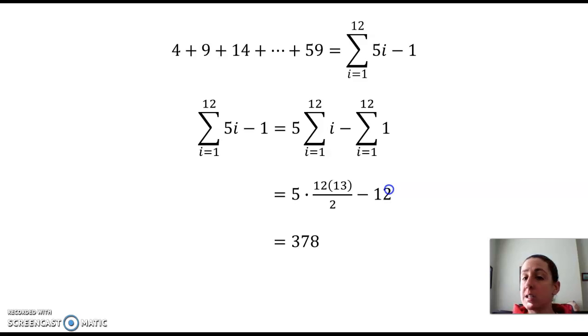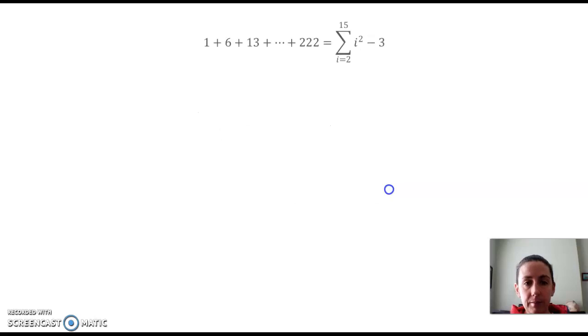I encourage you, since it's not that many terms, to take 4 plus 9 plus 14 plus 19 plus 24 plus 29 all the way up to 59 and see that you get the same answer. Let's look at another one.